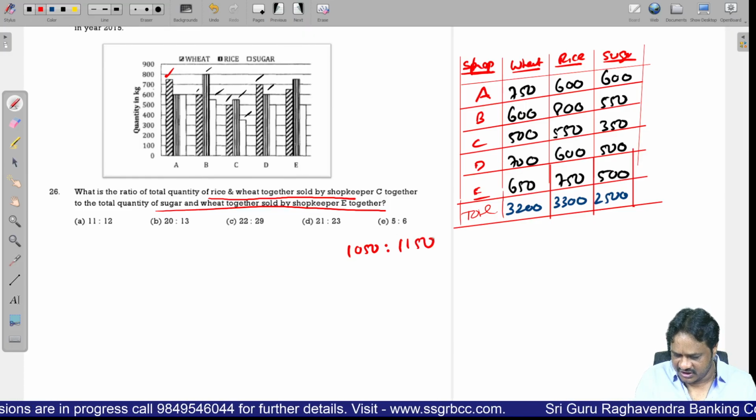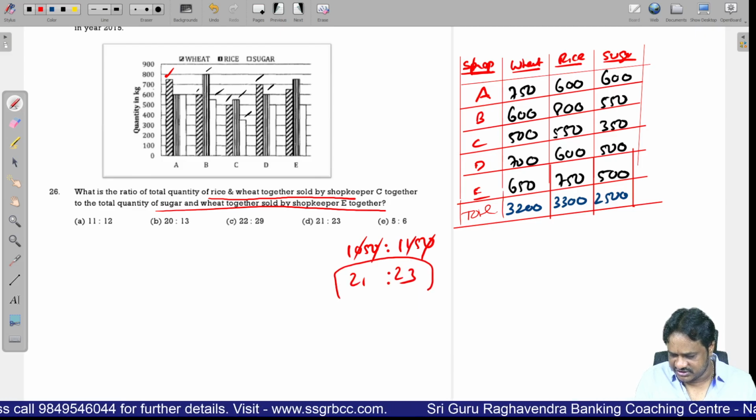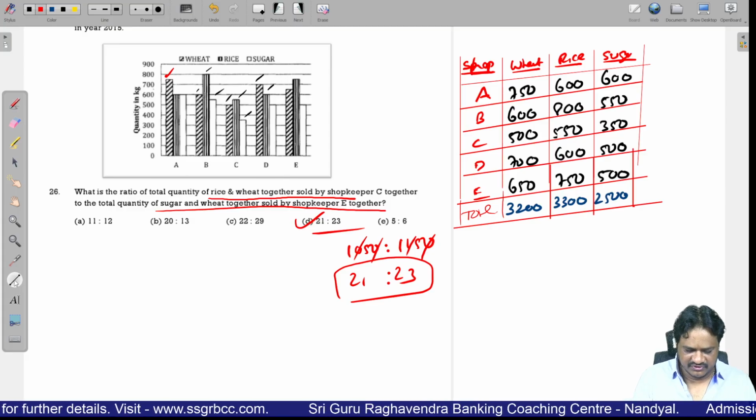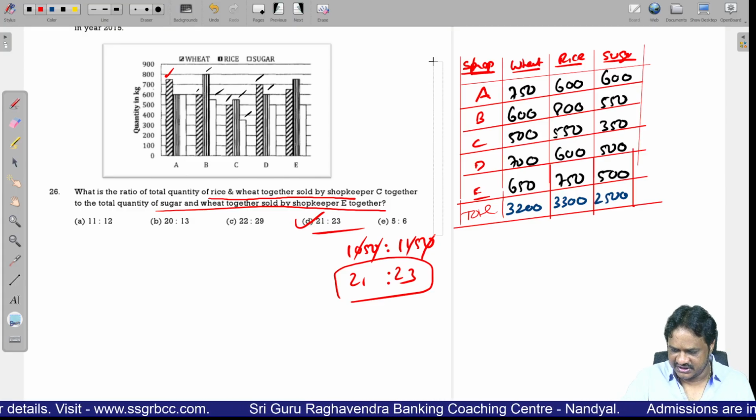We have to find the ratio. Two zeros cancel. 21 is to 23. So what is the answer? 21 is to 23 is the correct answer. See the next question.